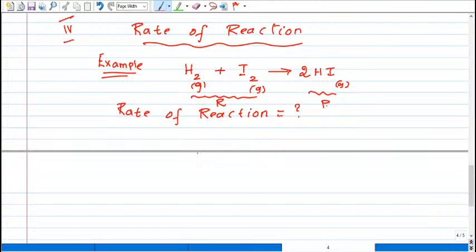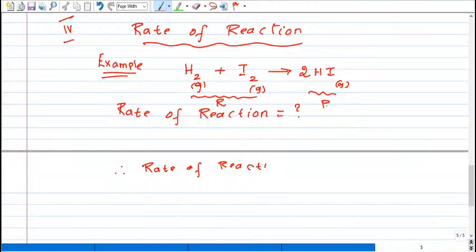So to represent the rate of reaction, now see the solution here, how I am writing. Therefore, rate of reaction. The question asks this rate of reaction. I can write minus d by dt of the active mass of hydrogen. See, this is the reactant, we have to put minus. Then equal to minus d by dt of the active mass of iodine.